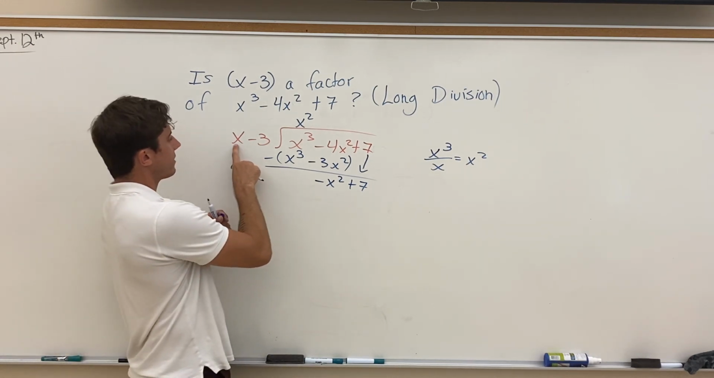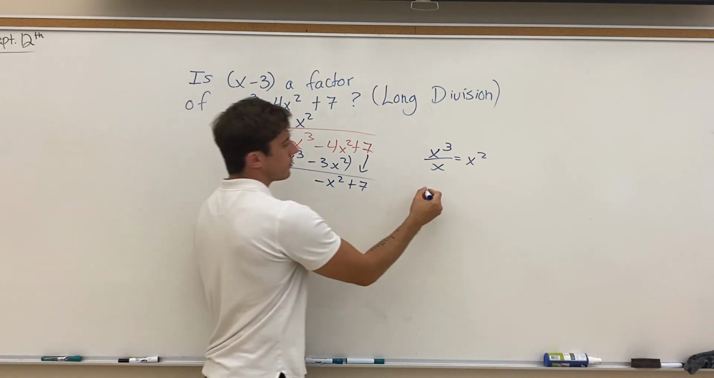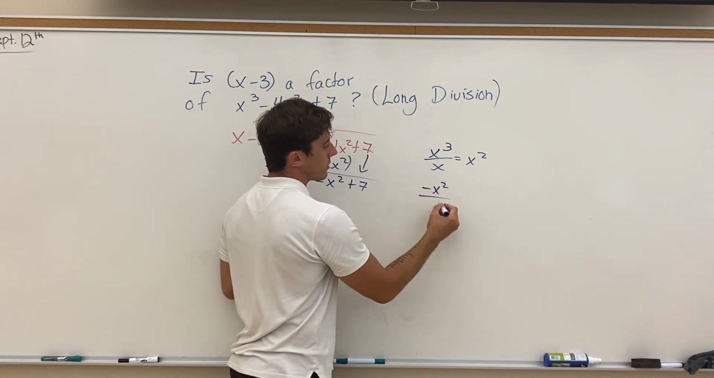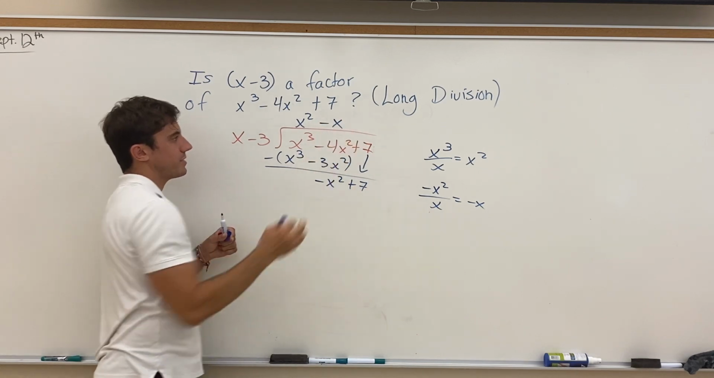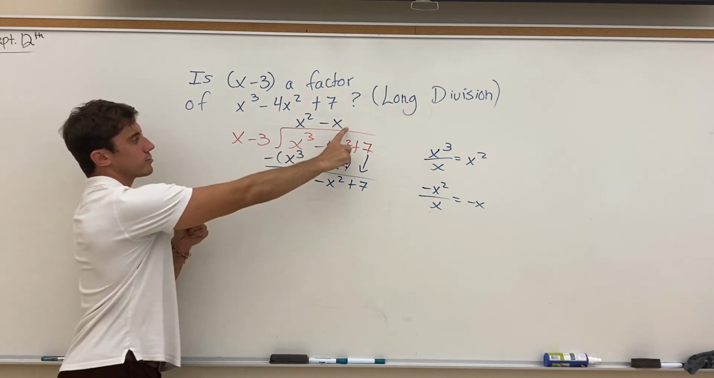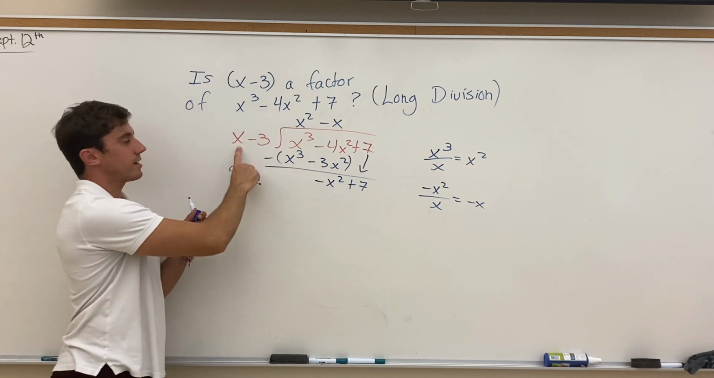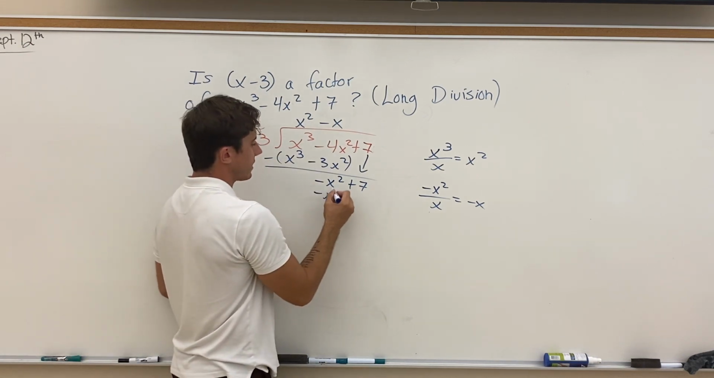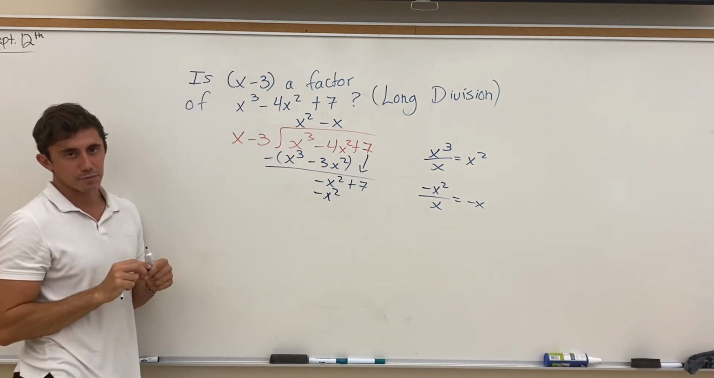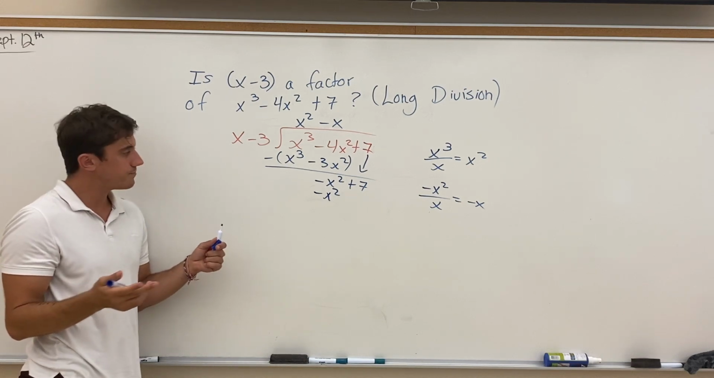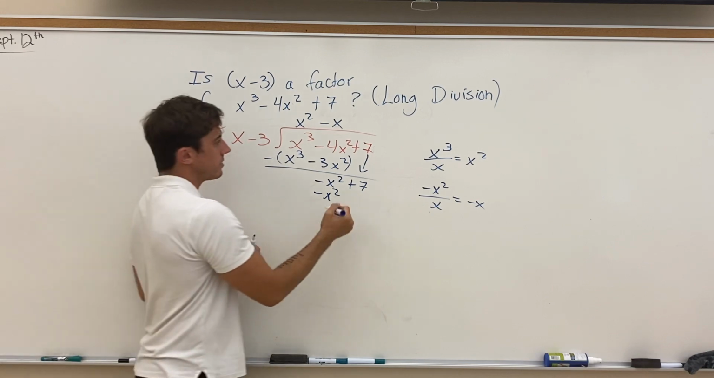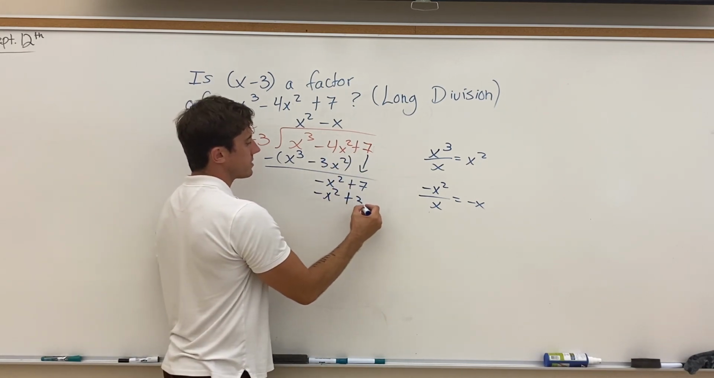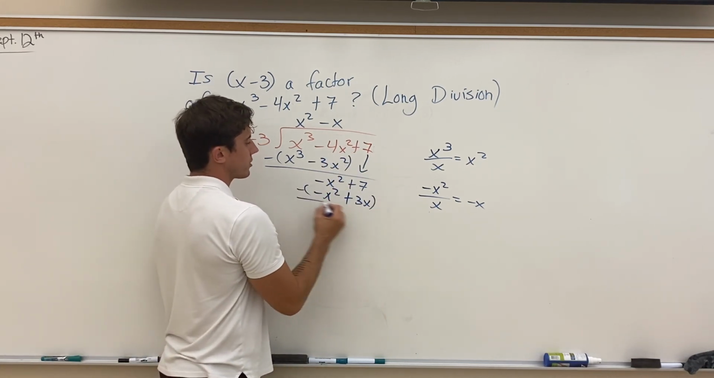So x times what becomes negative x squared, or if you want to think of it as division, negative x squared divided by x is, of course, negative x. And so that's the second piece of our quotient up top. Now we multiply through. Negative x times x is that negative x squared, of course. That should be the case. That's how we made it to be. Now, negative x again multiplies that negative 3. Negative x times negative 3 is plus 3x. And we subtract all of that.